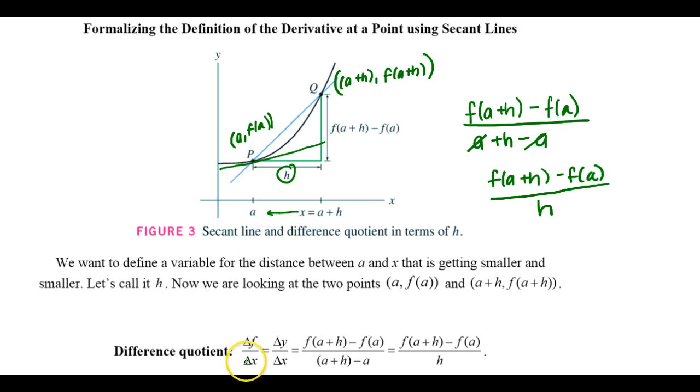So the new difference quotient that we're going to take a look at, although we're not going to forget the previous one, is that the change in f over the change in x, or again, the change in y over the change in x, is f of a plus h minus f of a all over a plus h minus a, which is nice because the denominator simplifies to just h.